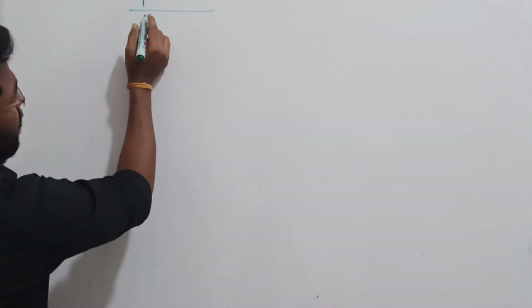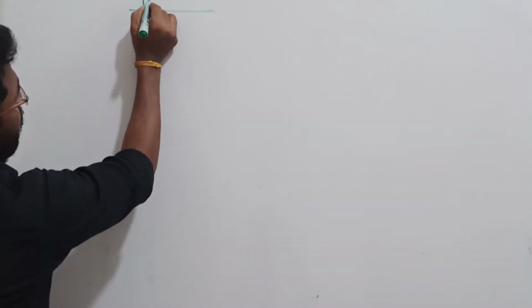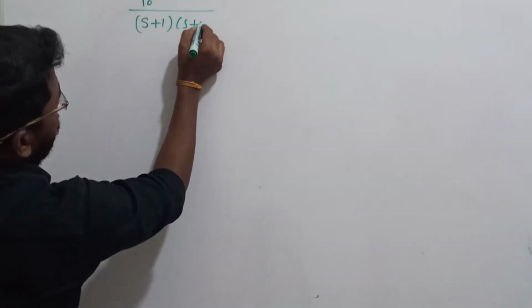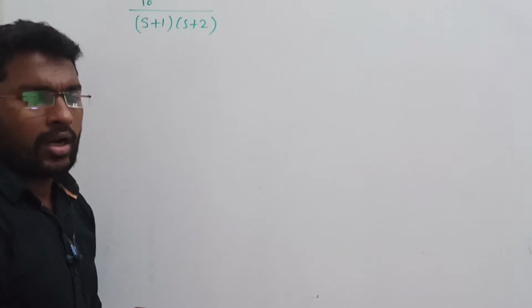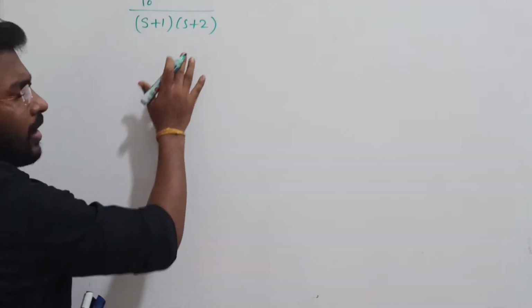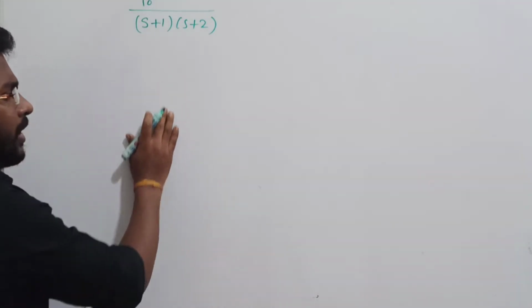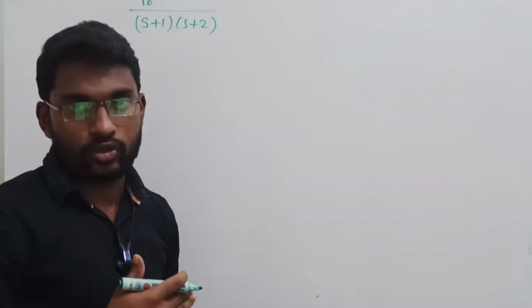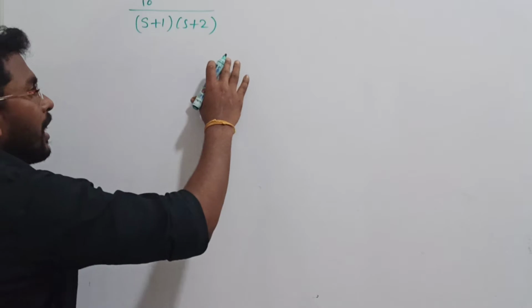Let us say I have a function like this, where the denominator is 10 by (s plus 1) into (s plus 2). I have some function like this, right? Now in the S domain we are living here. Now we know how to get functions from time domain to S domain. You know how to travel from time domain to S domain.